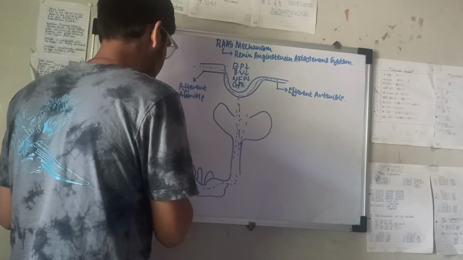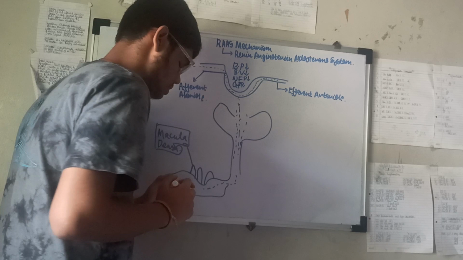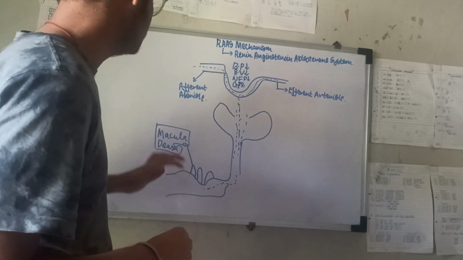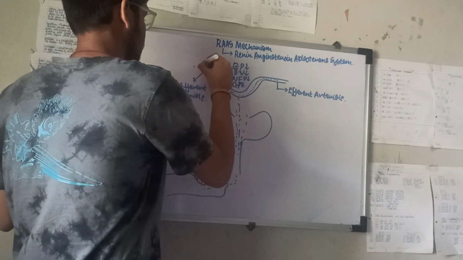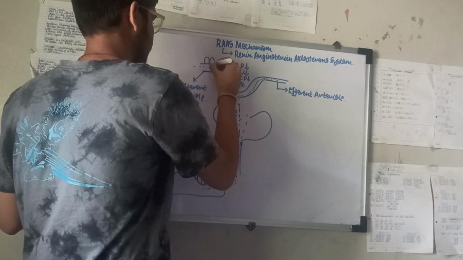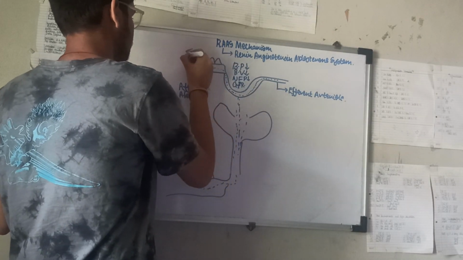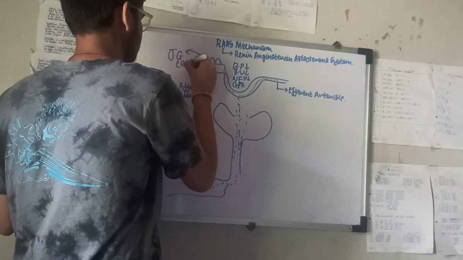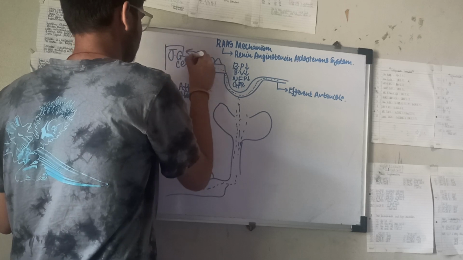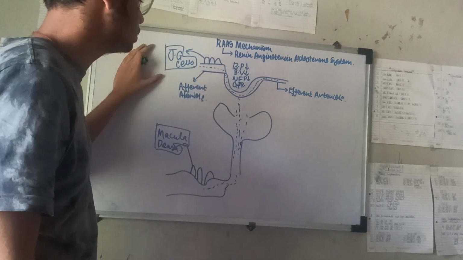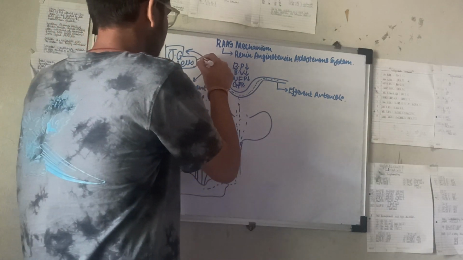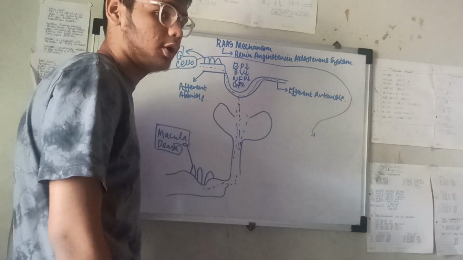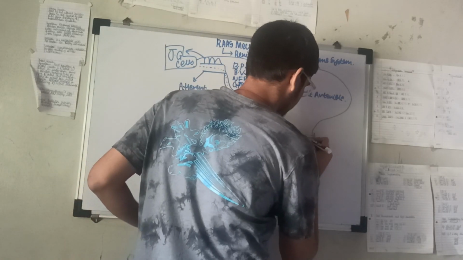These are sensor cells which sense that GFR is low, and these cells signal the cells present on the afferent arteriole, which are called JG cells. These signal the JG cells to release a hormone. I am showing it here. To release a hormone, renin.